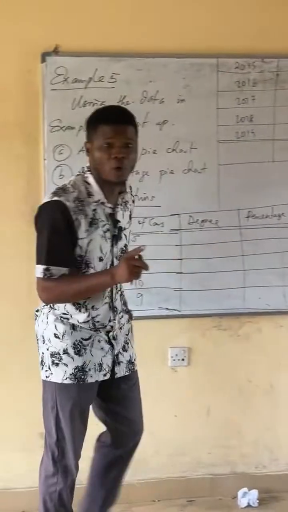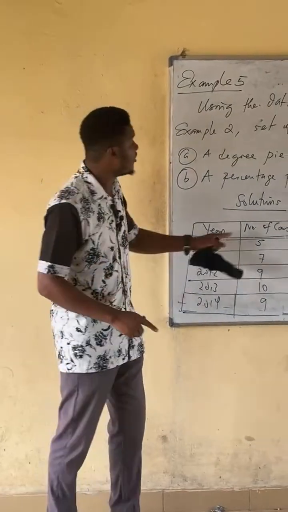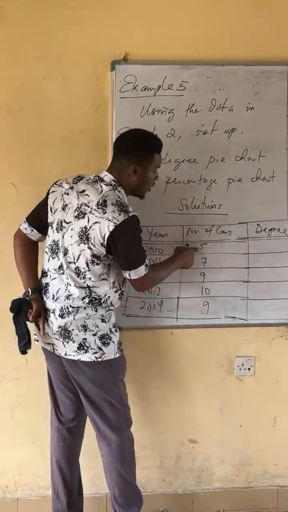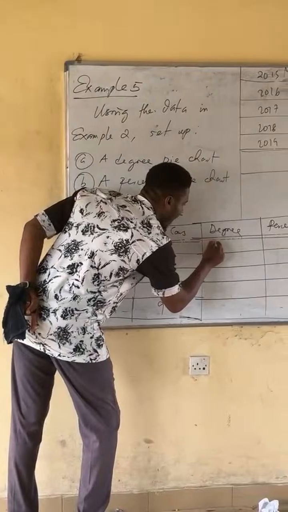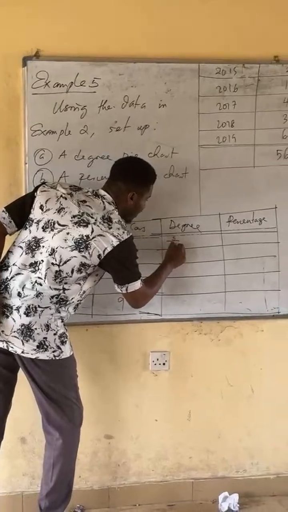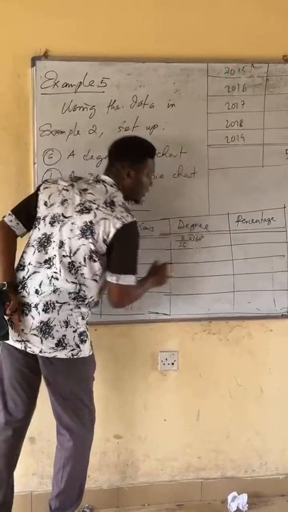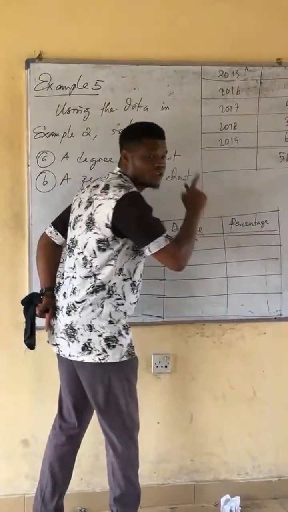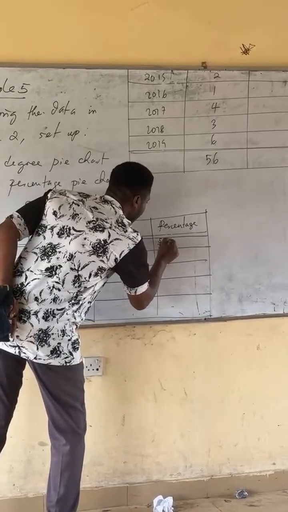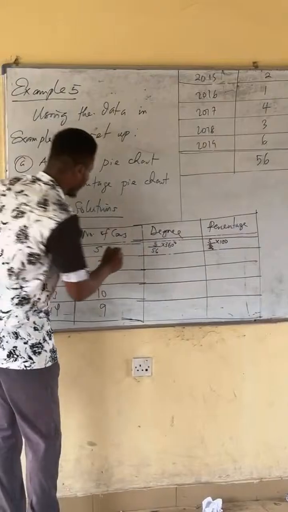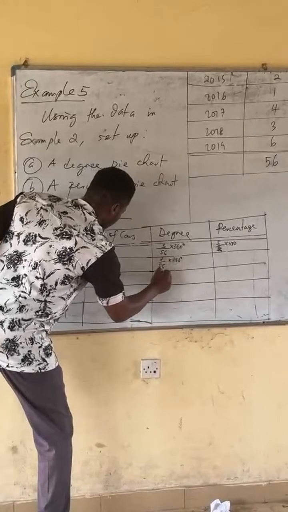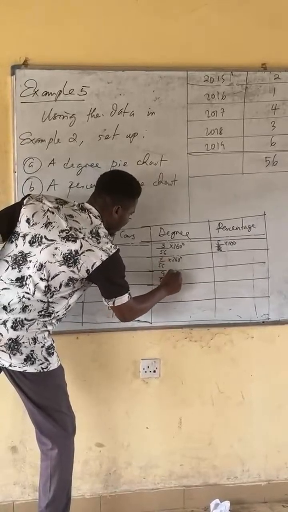Now, if your total is 56, this is what you can do. When you want to put your values in degrees, the first thing is to compute the total. When you compute the total, come over to degrees and say for 5 cars, you will have 5, the number of cars, all over 56 times 360 degrees. Whereas this one here that you are converting to percentages, you put the same 5 over 56 times 100. Is it clear? You come over to this one, this will be 7 over 56 times 360 degrees. This will be 9 over 56 times 360 degrees.